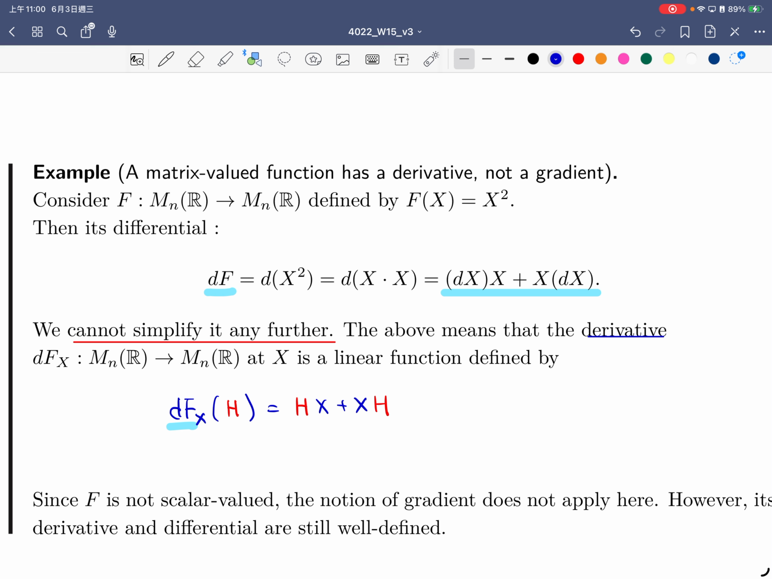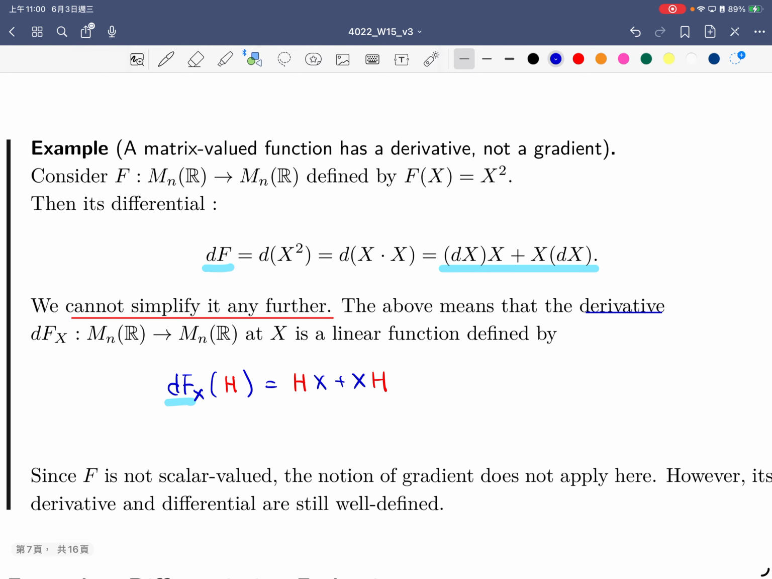So sometimes when you compute something, you've got to know what it means, okay? It means that the derivative, which is a linear map, is defined by plugging in h, I will get hx plus xh. And in this case, there's no gradient because f is not scalar valued. So gradient does not apply here. But I want to emphasize that derivative and differential are still well defined, which are essentially the same thing. One of them is just a lazy notation.